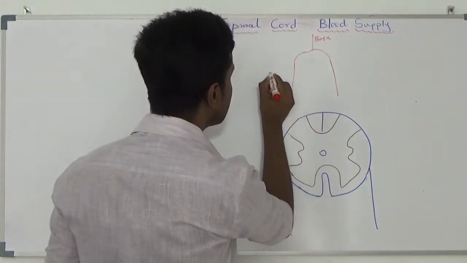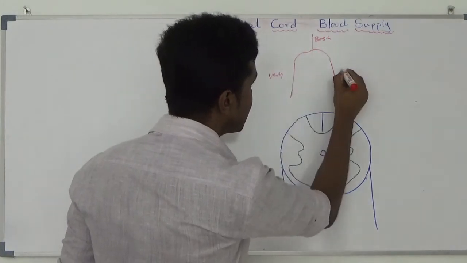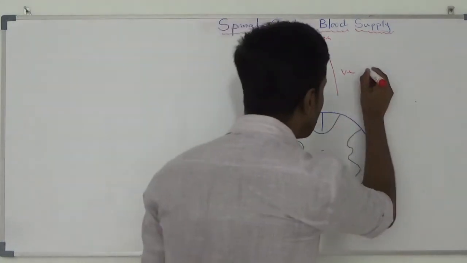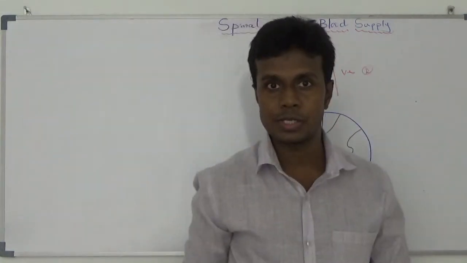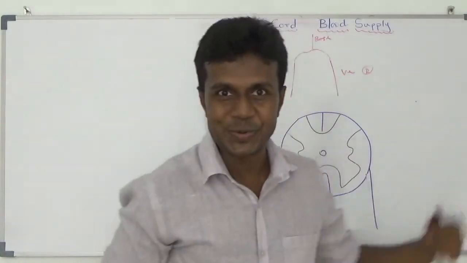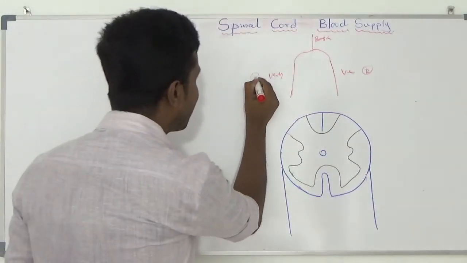This one is the vertebral artery. This one is the left vertebral artery. This one is the right vertebral artery. Sorry, I am wrong. This one is the right vertebral artery and this one is the left vertebral artery. Right, left.